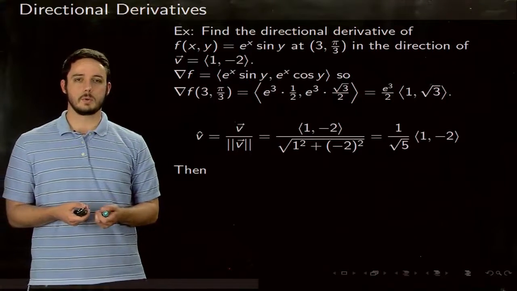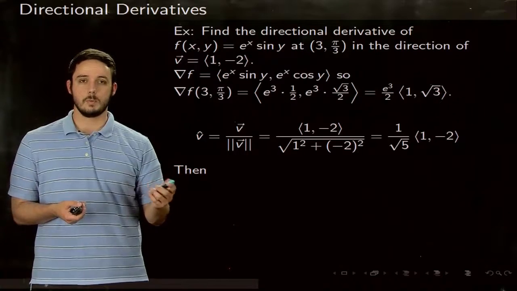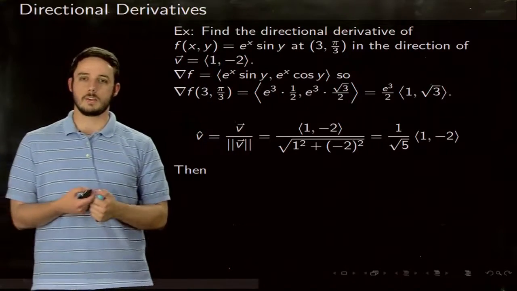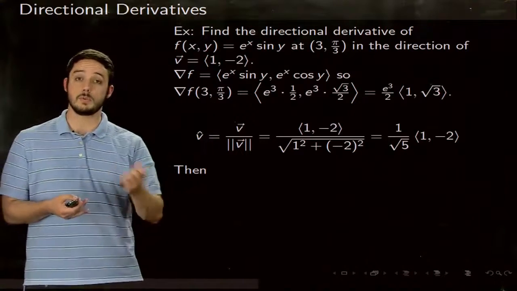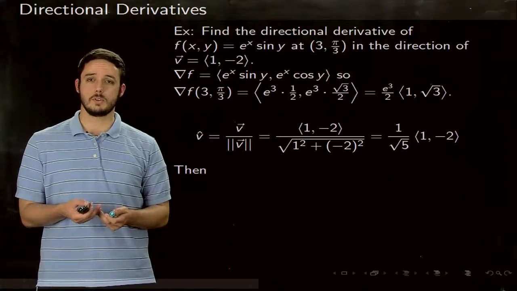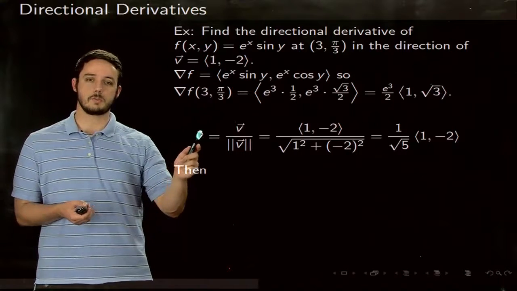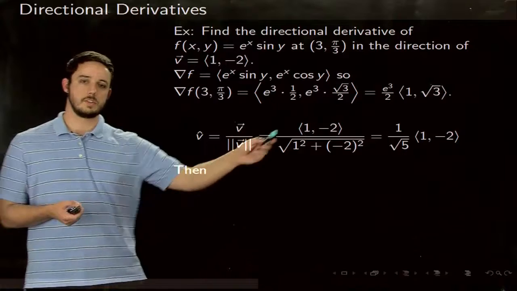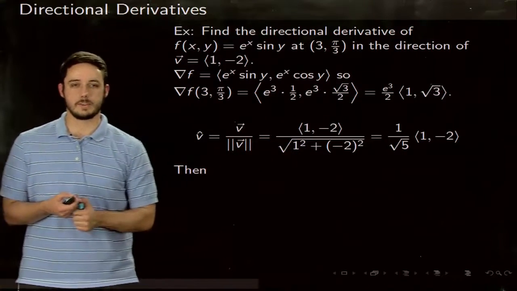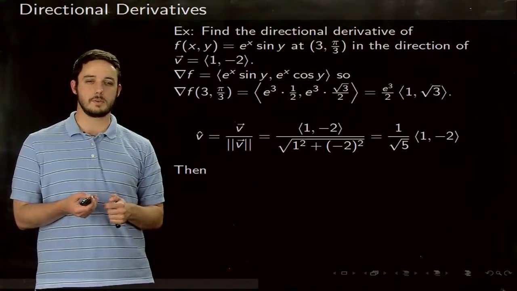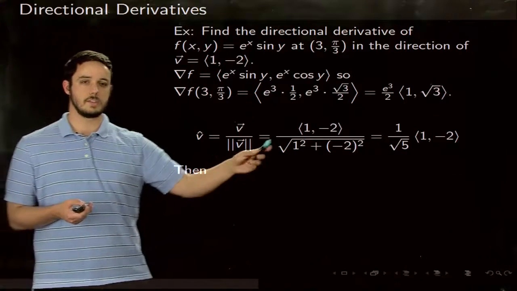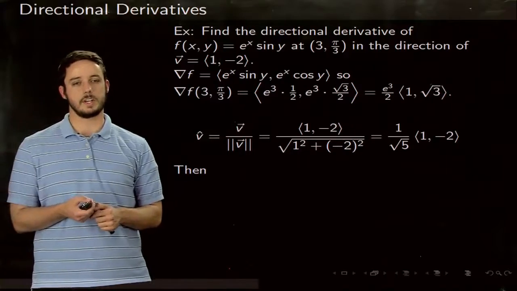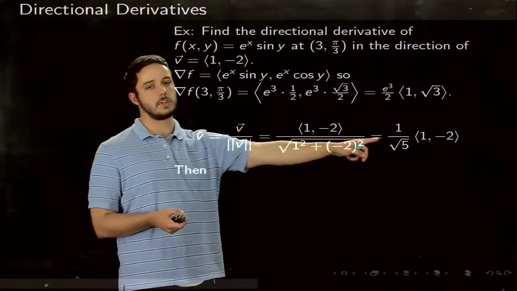Now, we need to multiply by the direction, but the problem is this v, this vector, is not a unit vector, and we only take the directional derivative in the direction of a unit vector. So we need to change this to a unit vector first, and we'll do that just by taking v and dividing by the magnitude of v. So the magnitude of v is given by the square root of 1 squared plus negative 2 squared. And so this gives us 1 over square root of 5 times (1, -2). So then this is the unit vector we're going to use.